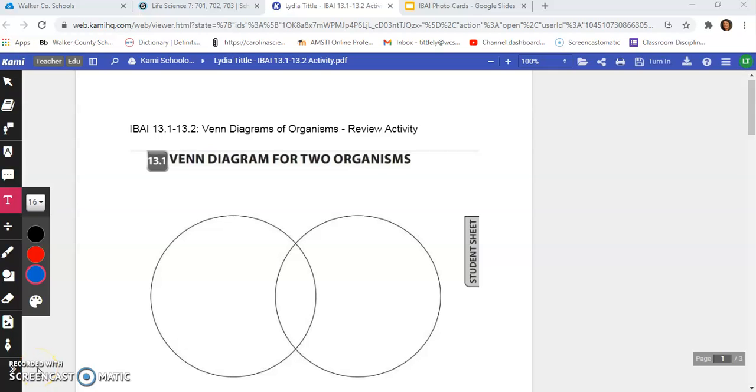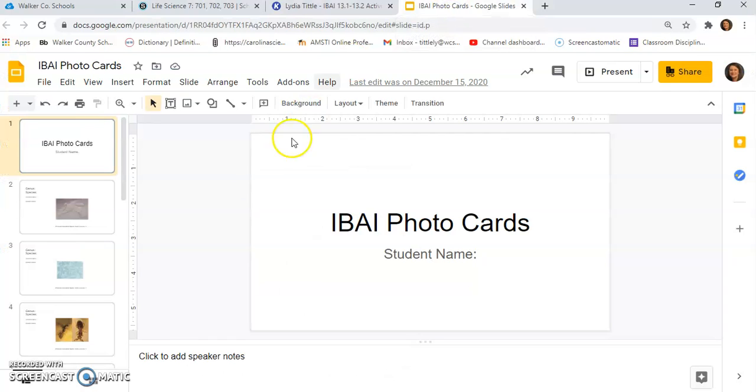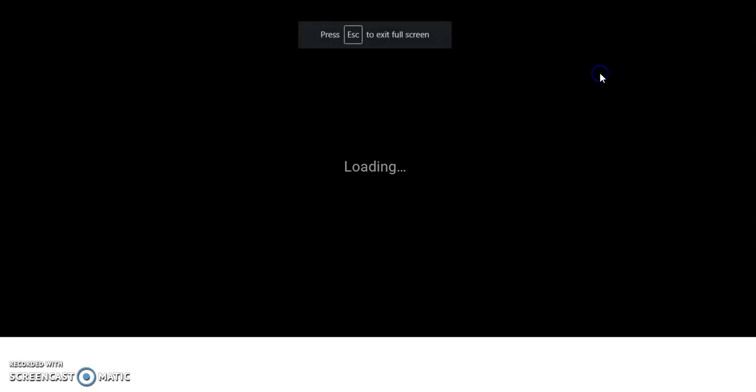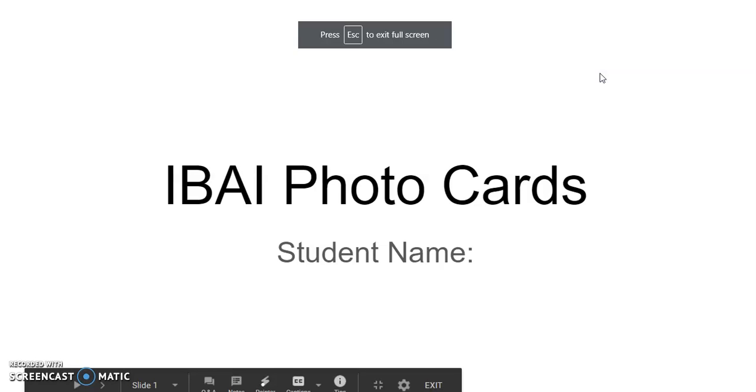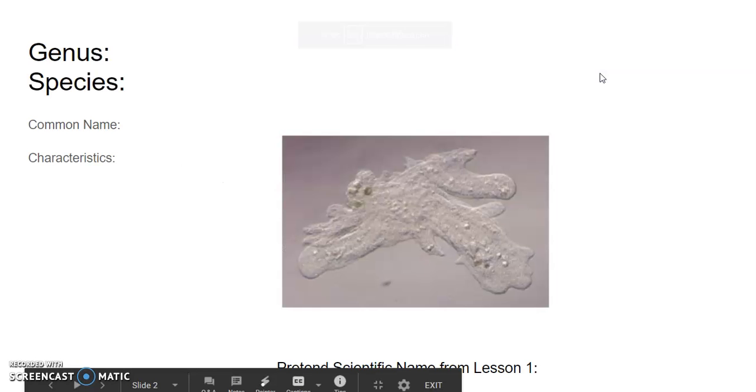For inquiry 13.1 and 13.2, we're going to be creating Venn diagrams to review some of the different organisms that we have studied in this unit. Before we get to our Venn diagrams, I'm going to go back to our photo cards for just a moment, and we're going to go back through and look at the different organisms that we have studied.